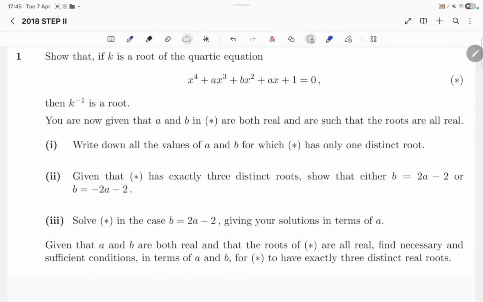Hello and welcome back. Today we'll be doing question 1 from the 2018 STEP 2.